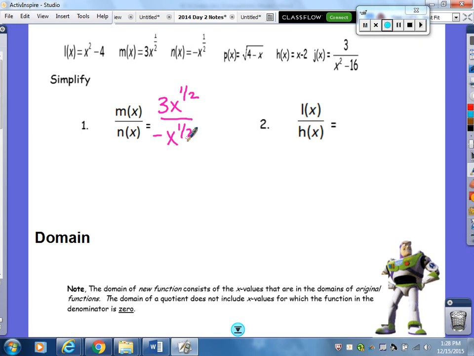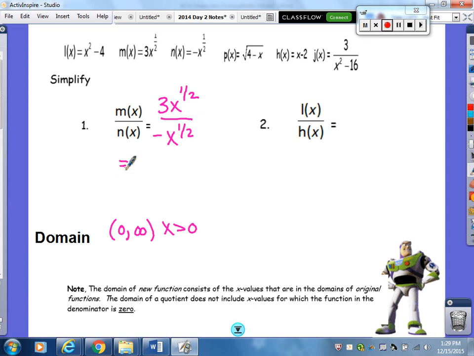Now be careful, do your domain here before you start simplifying, because look at our note. The domain of a new function consists of the x values of the domain of the original functions. Domain of a quotient does not include x values for which the function in the denominator is 0. So we have to take into account, before we simplify this, what are the restrictions on my domain? First of all, it's a square root, so it's going to have to be positive. And because it's in the denominator, it can't be 0. So that means my domain on my new function is going to be 0 to infinity, or x greater than 0. It can't include 0 because 0 cannot be in the denominator.